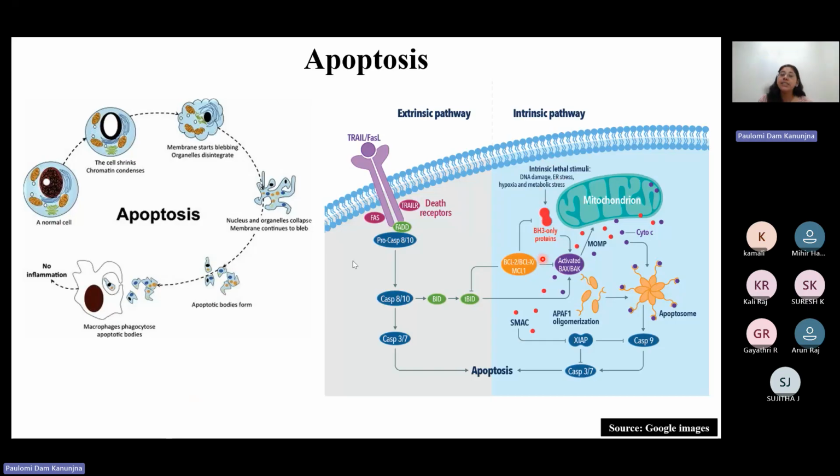Next is your mitochondria. How does the mitochondrial problem start? Basically, the membrane of the mitochondria becomes permeabilized. Basically, it becomes more permeable.